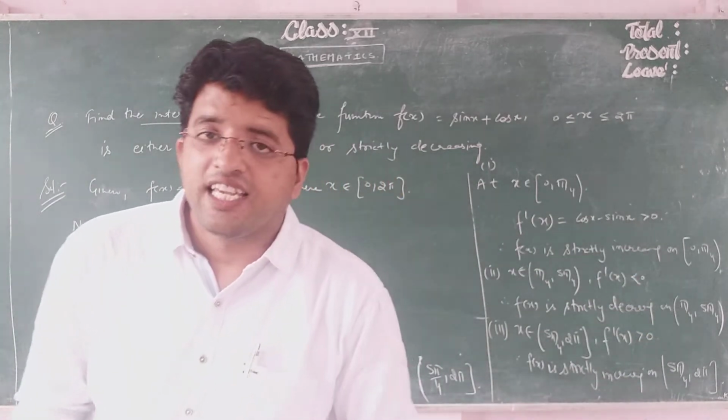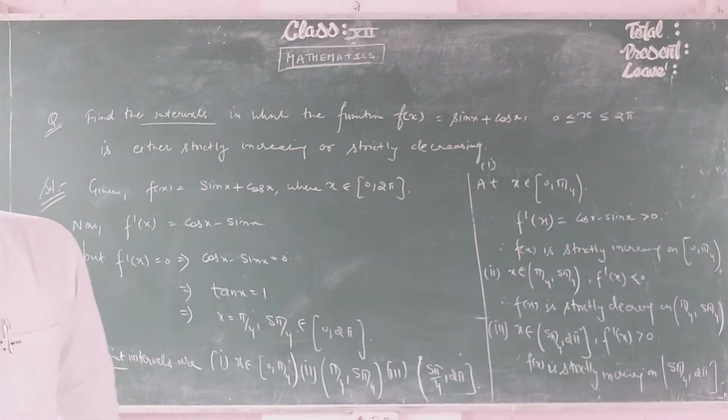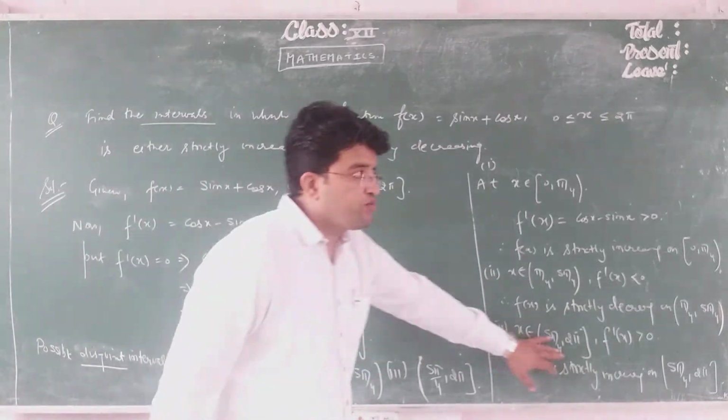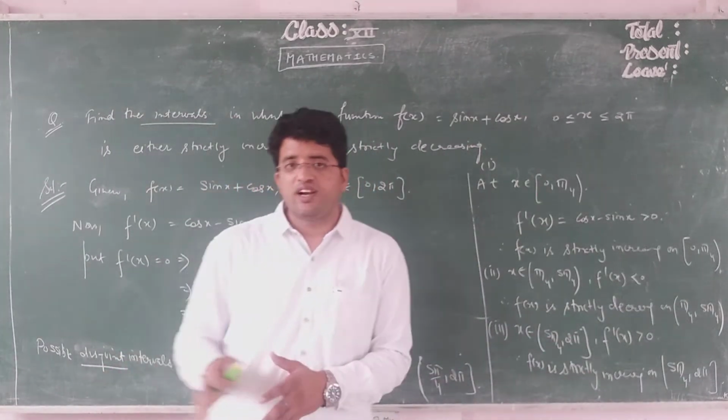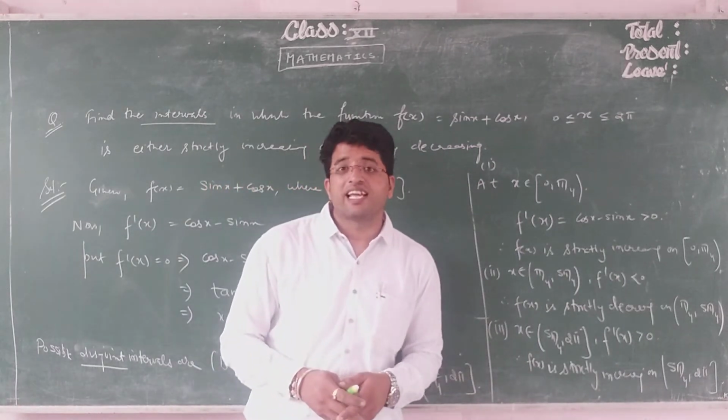It means the given function is strictly decreasing on pi by 4 to 5 pi by 4. Next one we have pi by 4 to 2 pi. Of course, that is the fourth quadrant, and in the fourth quadrant we know cos is always positive and has a greater value.